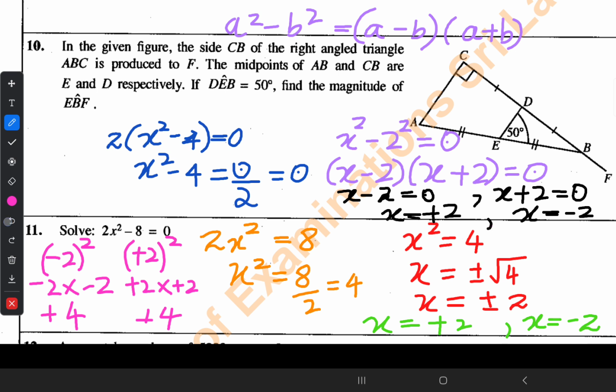So there are two possibilities to obtain 4 as our square number: one is the positive instance, another one is the negative instance. That's why we are indicating the plus or minus sign over here. That is the explanation for the plus or minus sign when we are converting a square to a square root. That's why we are indicating both signs together.